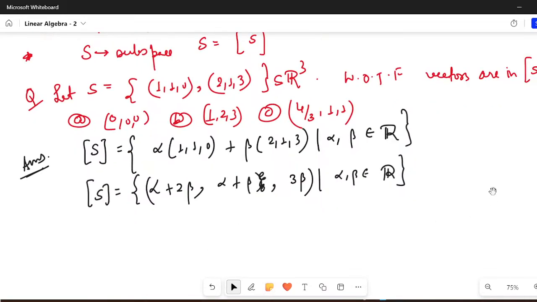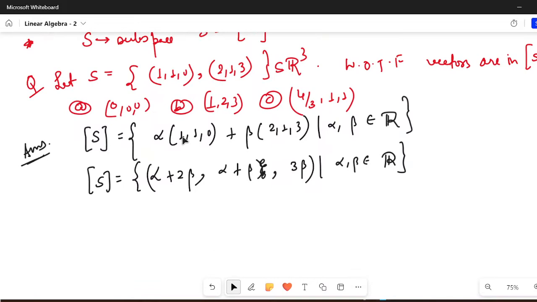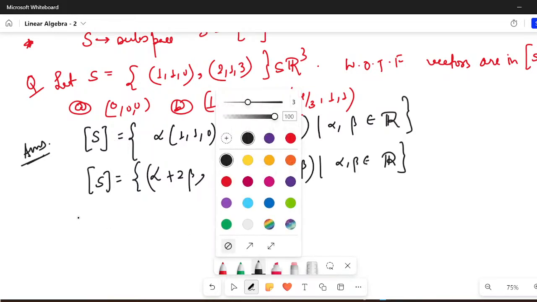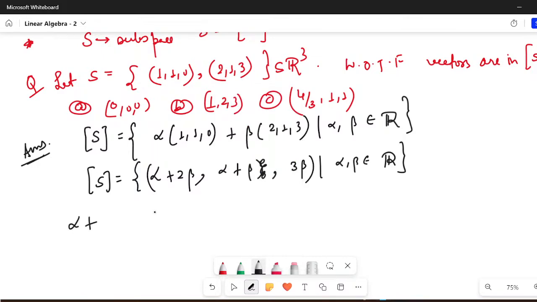Now, if this is your linear span, the question asked is which of the following vectors, like A, B, C, are in the linear span. So let's say the first one, that is (0, 0, 0), is in the linear span. For that to be in the linear span, alpha plus 2 beta should be 0, alpha plus beta should be 0, and 3 beta must be 0. Right? So what does it imply? It implies alpha equal to 0.